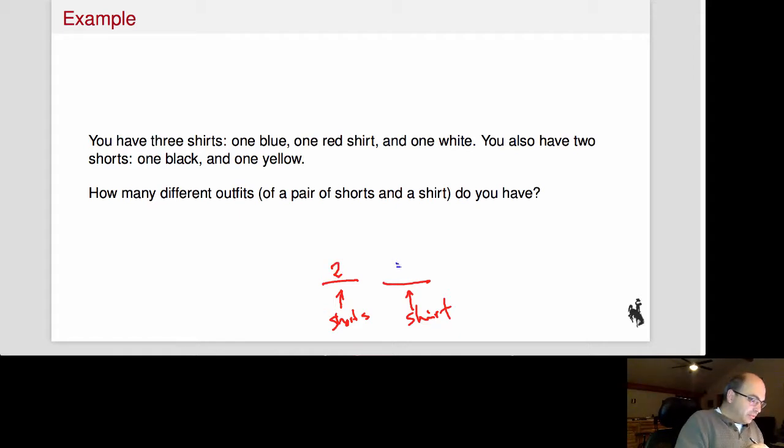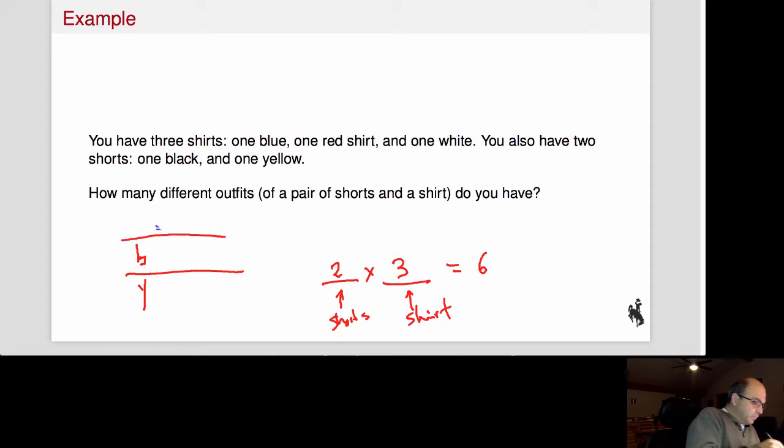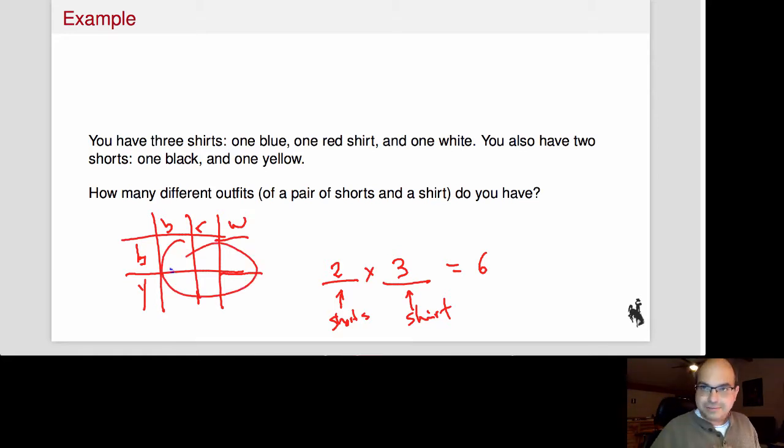And how about the shirts? There are 3 ways to fill that in, right? And so you have to select 1 of each. I'm doing a cross product, so I need to multiply these, and the answer is going to be 6, right? Now, if you want to go through those, I have the black shorts and the yellow shorts, right? And then I have the shirts. So I have a blue one, a red one, and a white one, right? And so then how many are there here? There are precisely 6, right? That's the way that we thought of the product principle, right? So this is an application of the product principle.